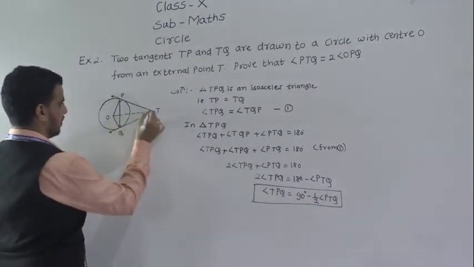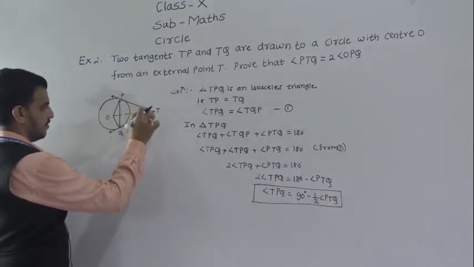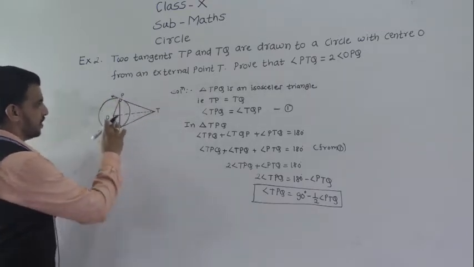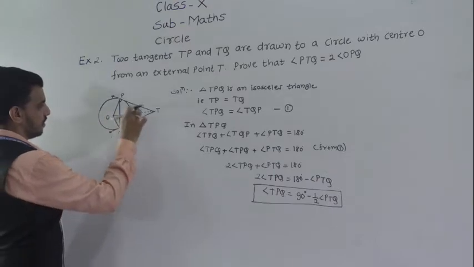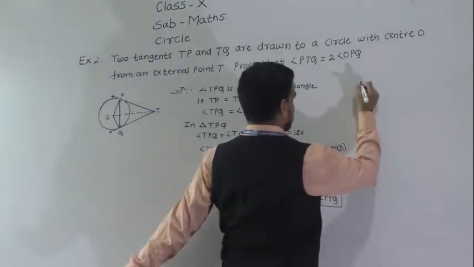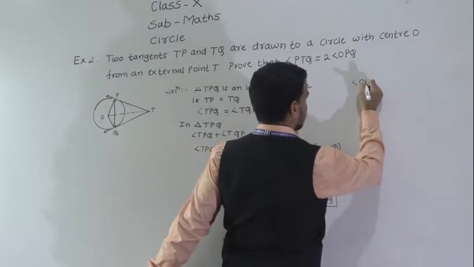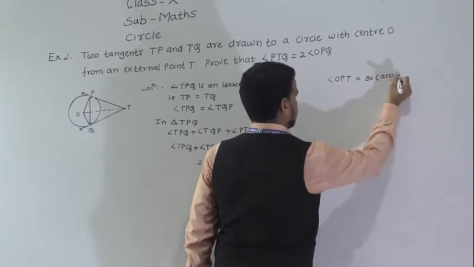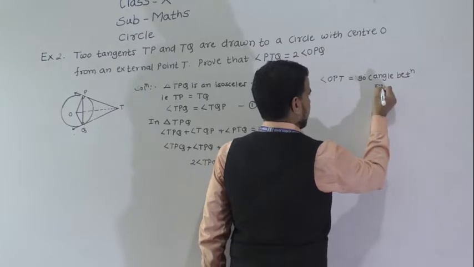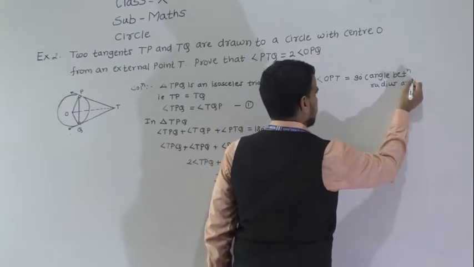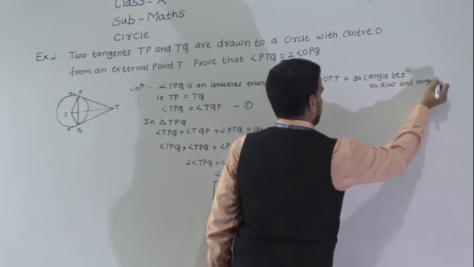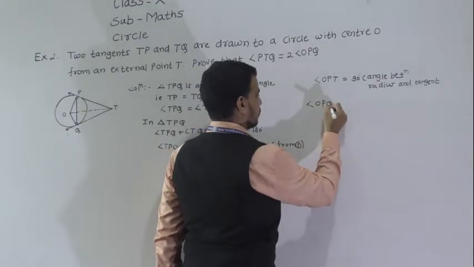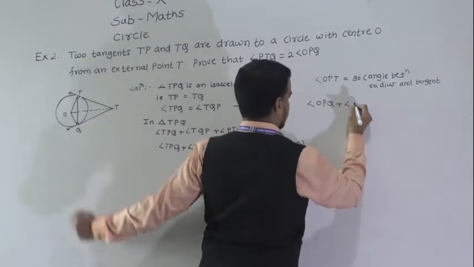Here angle OPT is 90 degrees, because the angle between radius and tangent is 90 degrees. Now this angle OPT we can write as angle OPQ plus angle TPQ. So first we write angle OPT is equal to 90 degrees, reason: angle between radius and tangent.